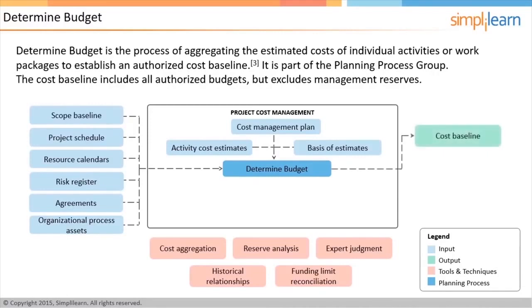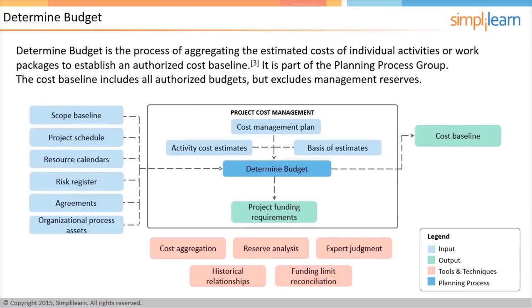The output of this process is the cost baseline. This is an authorized project budget over a period. This is used to measure, monitor, and control overall cost performance of the project. In addition to this, the project funding requirements are also arrived at.